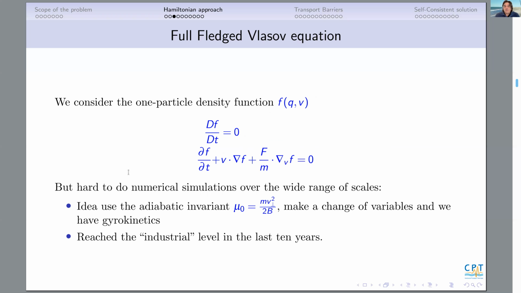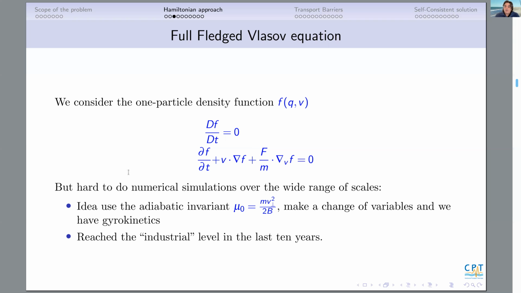But for numerical simulation, this is also very hard, because first there is a very wide range of scales. Time scales range from 10 to the minus 11 to a minute, so like 10 to the 1 or 60. So it's a huge range, like 12 orders of magnitude in time. And I'll talk about the other problems also.